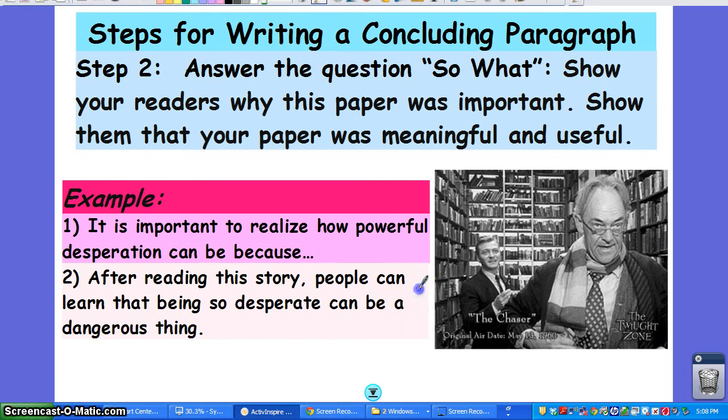Or another way that I can do this is by stating, after reading this story, people can learn that being so desperate can be a dangerous thing. And I might even elaborate a little bit on the sentence and talk about some of the real world situations where being desperate can lead to some dangerous consequences.